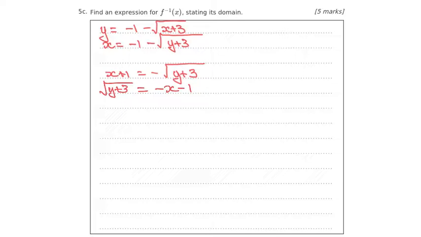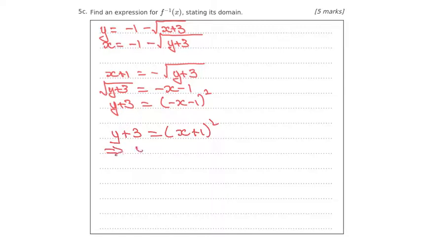Square both sides, so we get y + 3 is equal to (-x - 1) all squared. (-x - 1) all squared is the same as (x + 1) all squared. So we now have y + 3 is equal to (x + 1) all squared. Therefore, y is equal to (x + 1) all squared - 3.